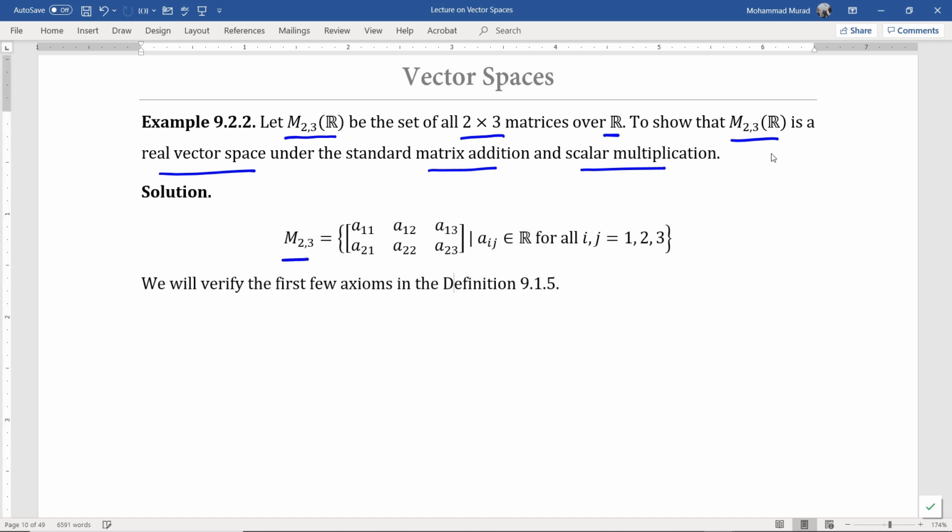The set M 2,3 is a set of all 2 by 3 matrices where each entry in the matrix is a real number. So a sub 1,1, a sub 1,2, a sub 1,3, a sub 2,1, a sub 2,2, a sub 2,3 are all real numbers. We will show that this set is a vector space under the standard matrix addition and scalar multiplication. To show that, we will verify the first few axioms in the definition of a vector space, and the rest will be left as an exercise.